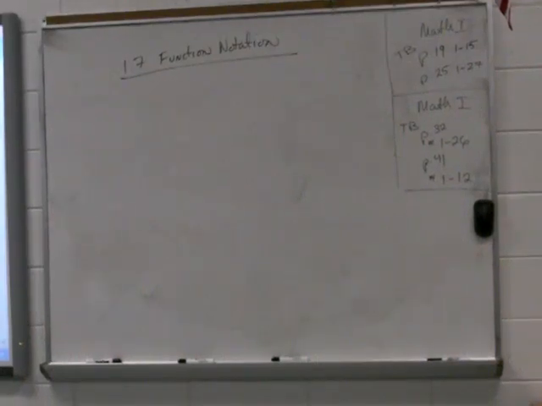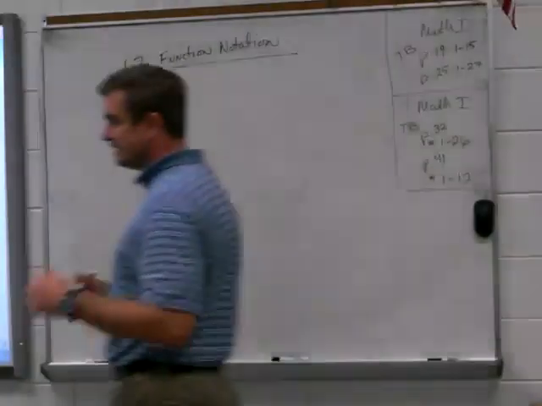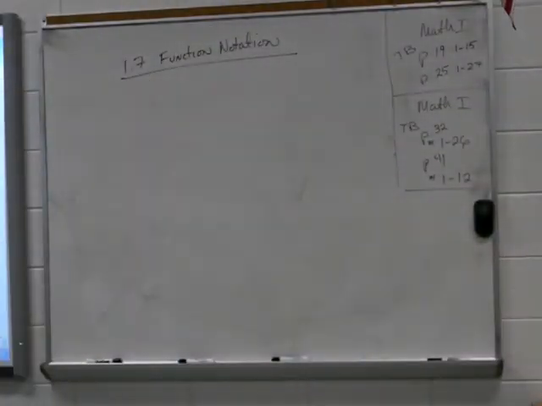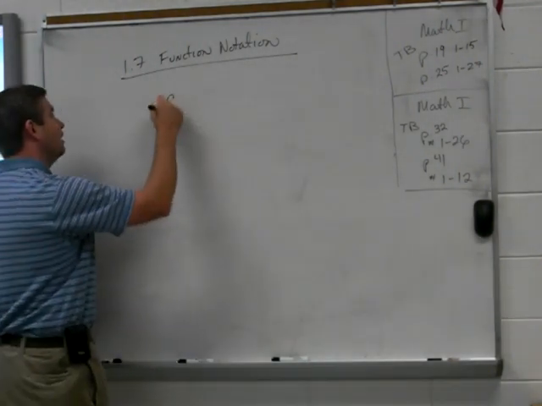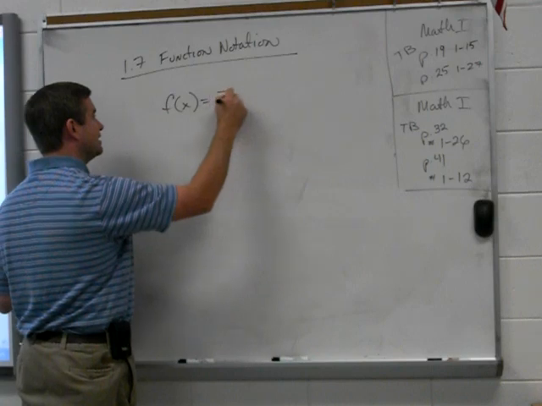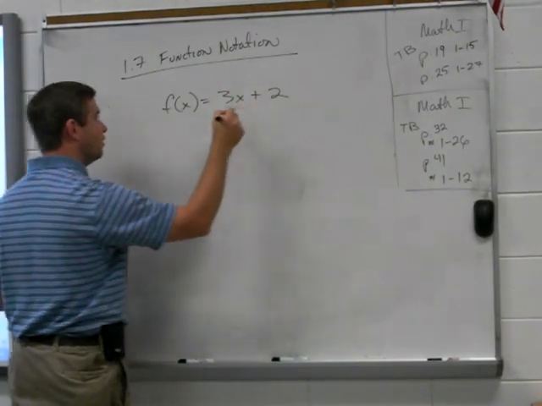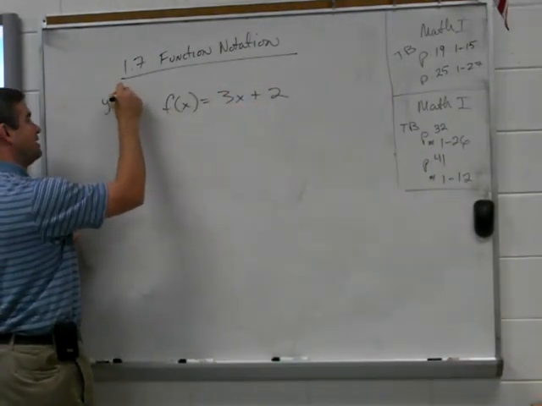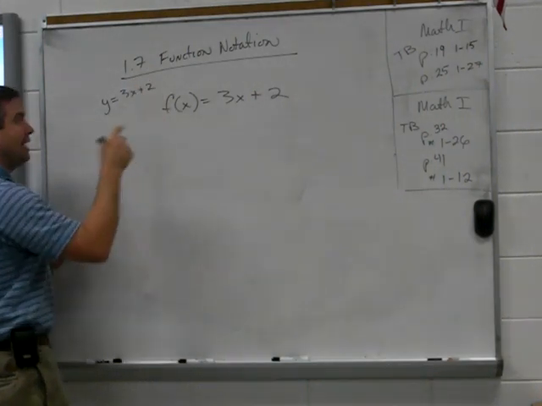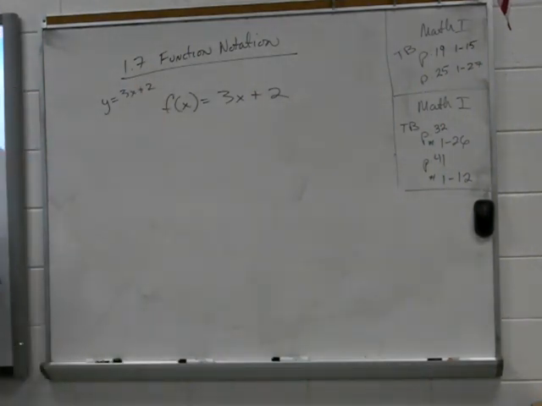All right, this is 1.7 function notation. There's two things that I want to talk about in this section, but I only have time to talk about the first, which was my plan anyway. We need to understand function notation. Function notation looks like this. Instead of y equals 3x plus 2, it now says f of x equals 3x plus 2. That's how you read that.